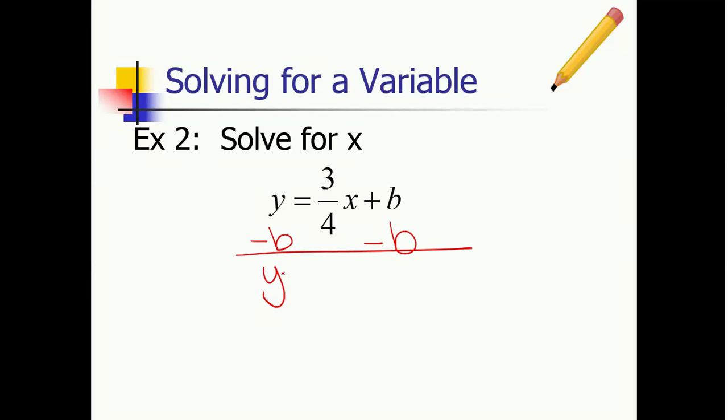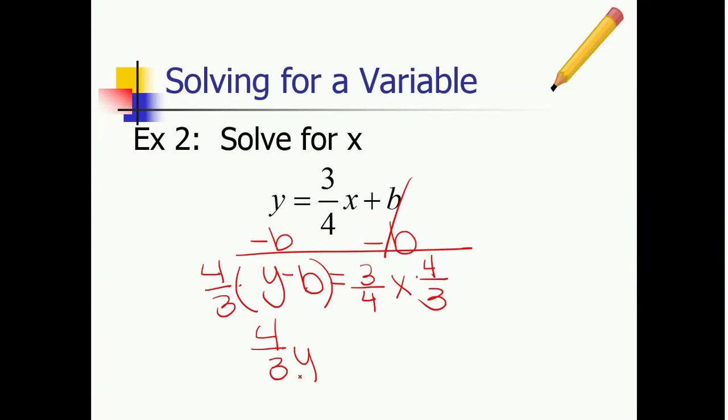So I'll be left with y minus b. On this side, I'm left with 3/4 x. Okay? Need to get that x alone. So let's do the reciprocal of 3/4, which is 4/3. I'm going to multiply both sides by that. Put these guys in parentheses here so I don't forget about it. And then I'm going to distribute that in. So I'm going to get 4/3 y minus 4/3 b equals x.